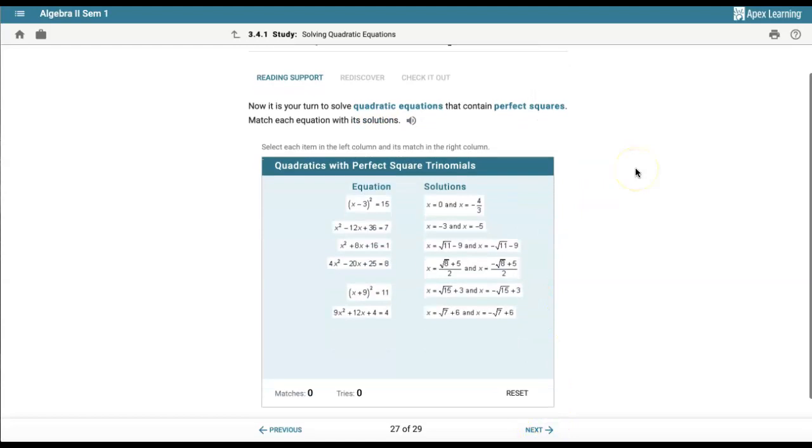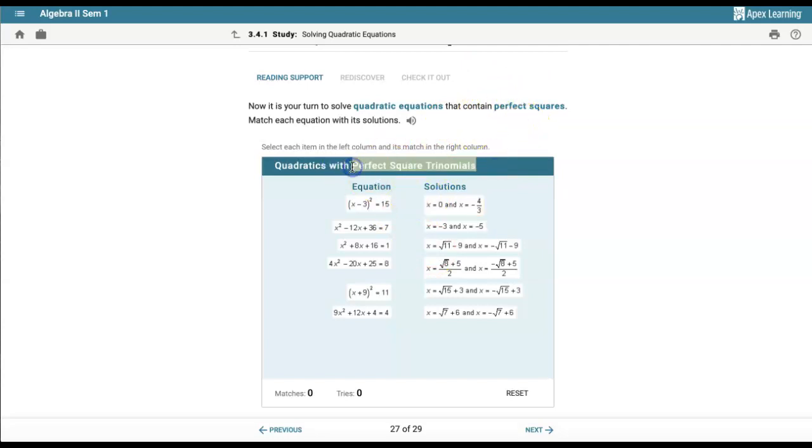Okay, same thing here. Again, these are quadratics with perfect squares. This one is a little bit more involved, and I'll let you take your time and work through this. You guys can do this one. It is a click and match up, okay? But right here, you're solving for things with perfect square trinomials.